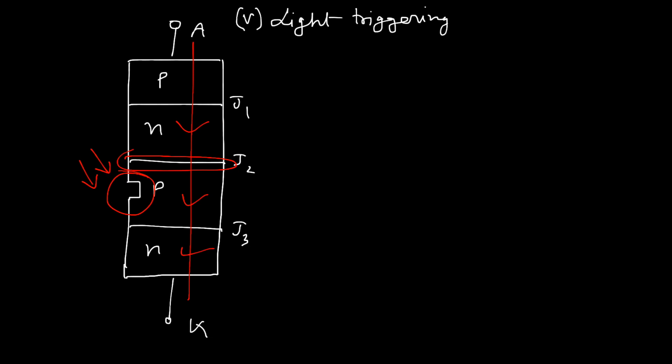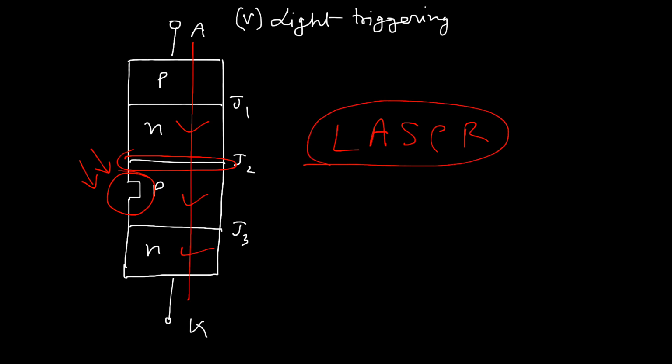A good example is the LASCR. This kind of thyristor is called a light activated silicon controlled rectifier. I repeat, light activated silicon controlled rectifier, or LASCR. This is a good example for this kind of thyristor or SCR. So this is all about the triggering methods for SCR.